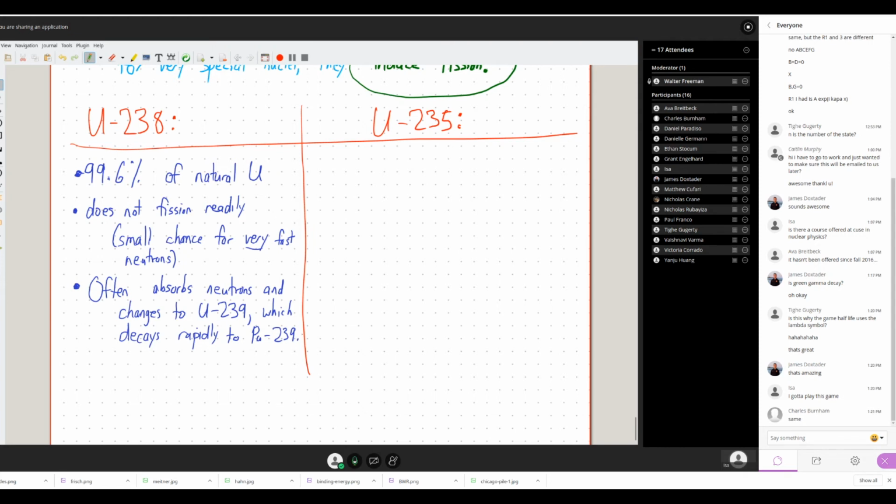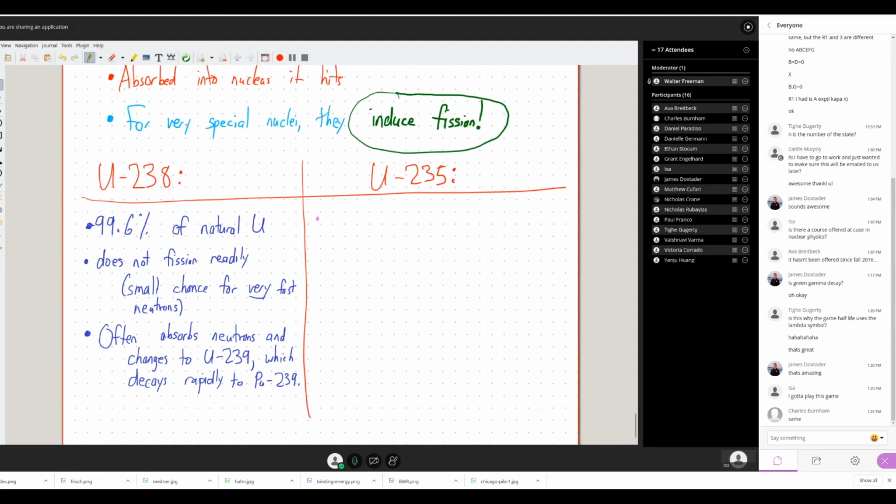You probably also know that plutonium is special. Uranium-235 is only 4% of natural uranium.